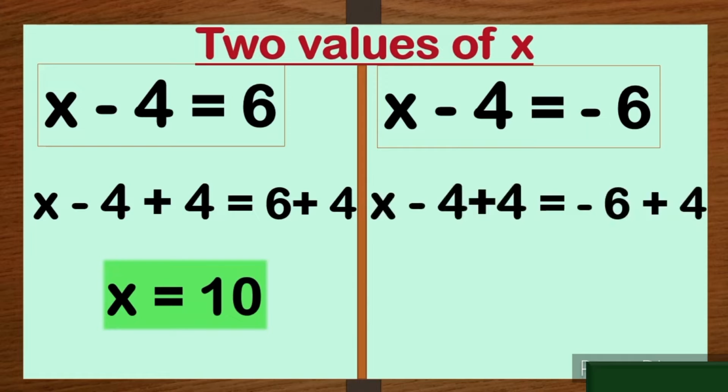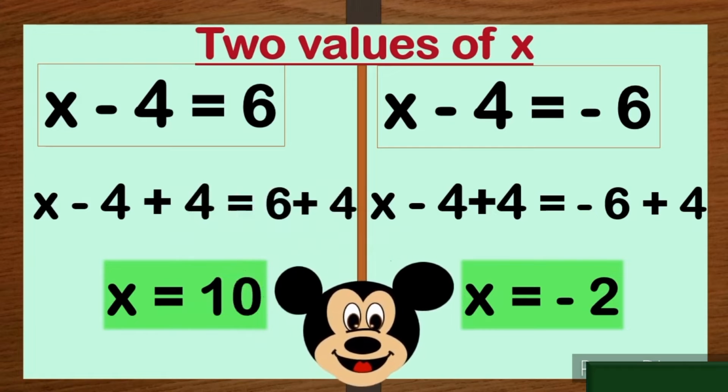Then we have x − 4 = −6. Again, we add 4 to both the left and right sides of the equation. Negative 4 plus 4 is 0, and negative 6 plus 4 is negative 2. Therefore, x equals negative 2. Those are the two values of x.